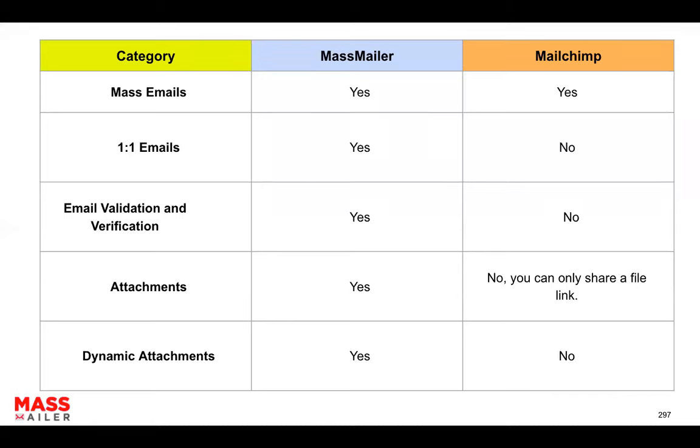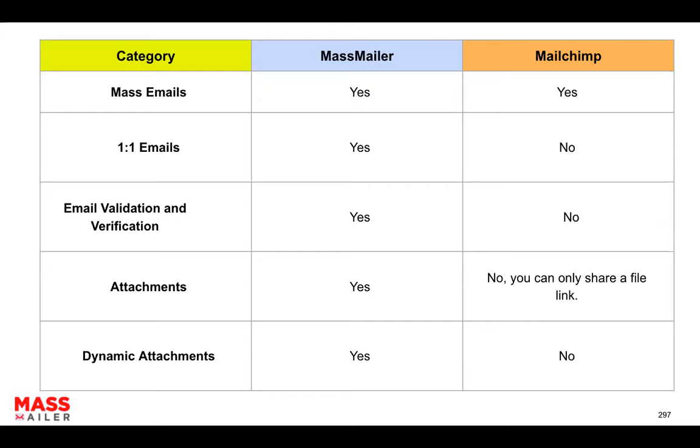Mass emails, yes, you can do both systems. One-on-one email, MassMailer, yes, you can do. Mailchimp, there's no way you can do a one-on-one email. If you want to just send an email to a contact in Salesforce, you can do that using Mailchimp. Email validation and verification, MassMailer has that feature. Mailchimp does not have any feature like that.